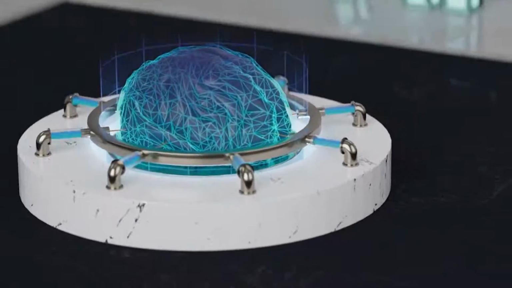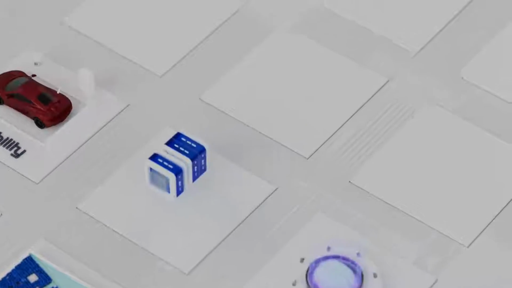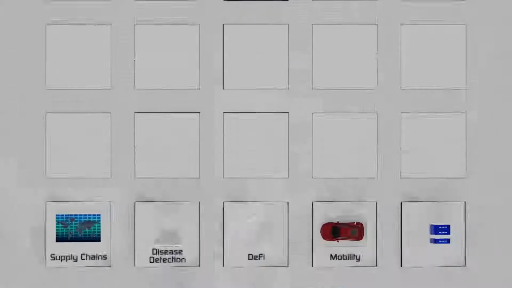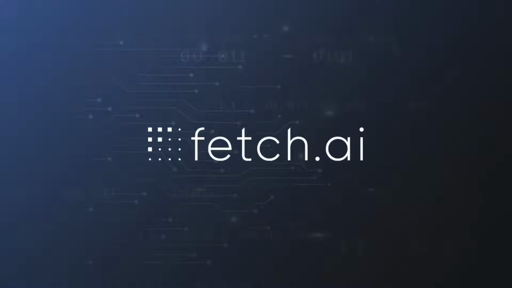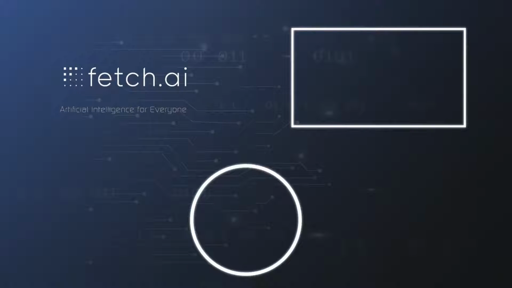By bringing powerful AI automation to blockchains, users and businesses gain greater control over existing structures and their connection in the metaverse. Fetch.AI, artificial intelligence for everyone.